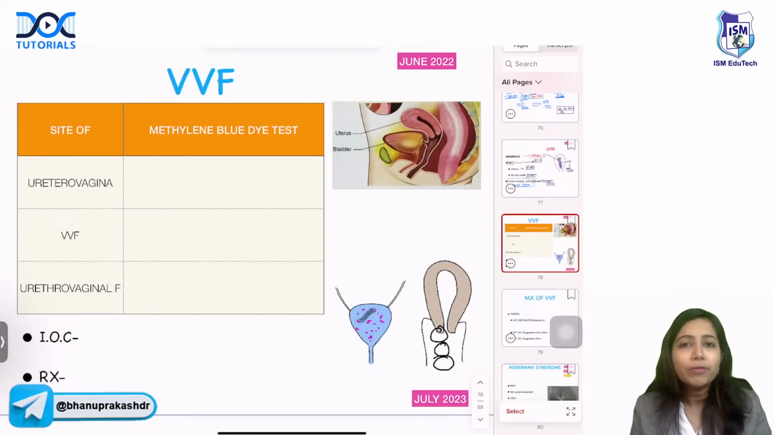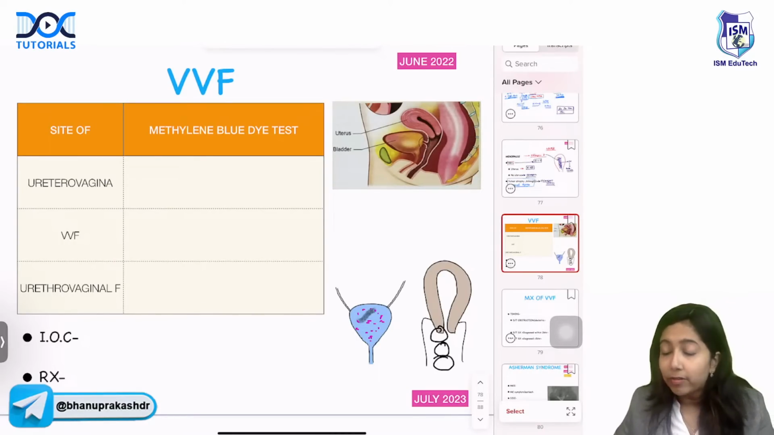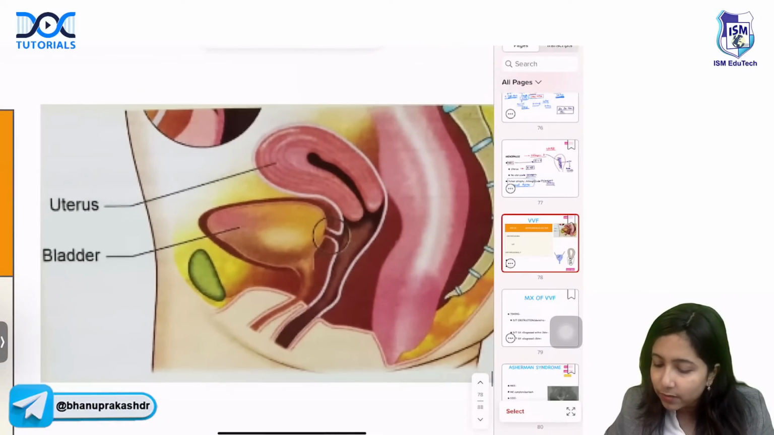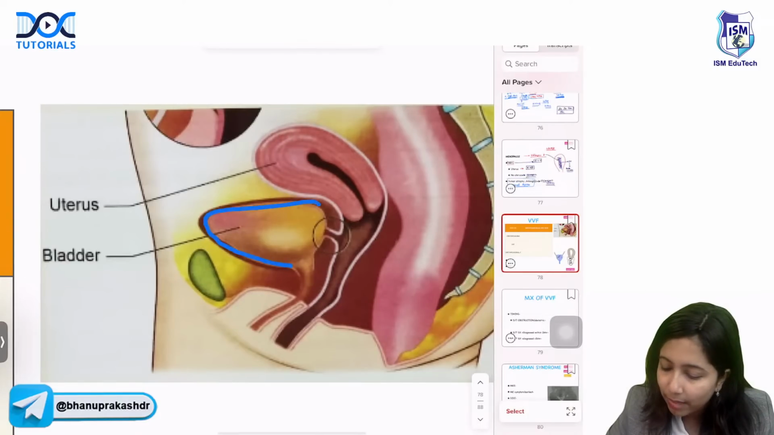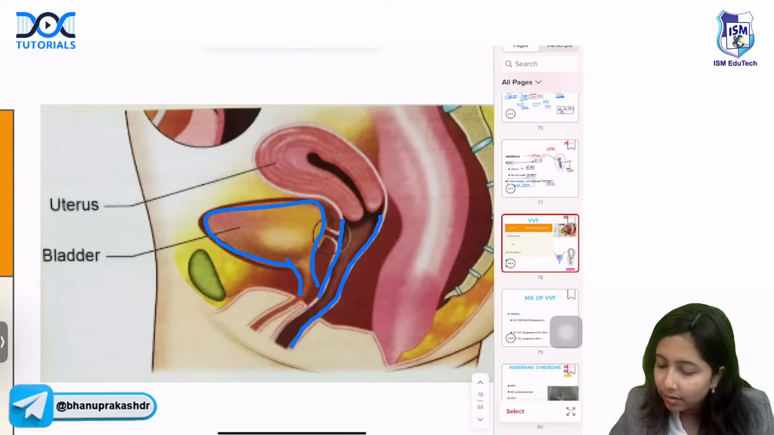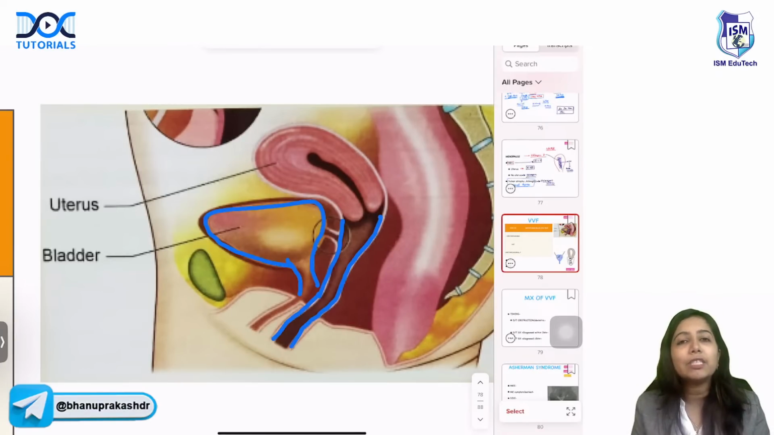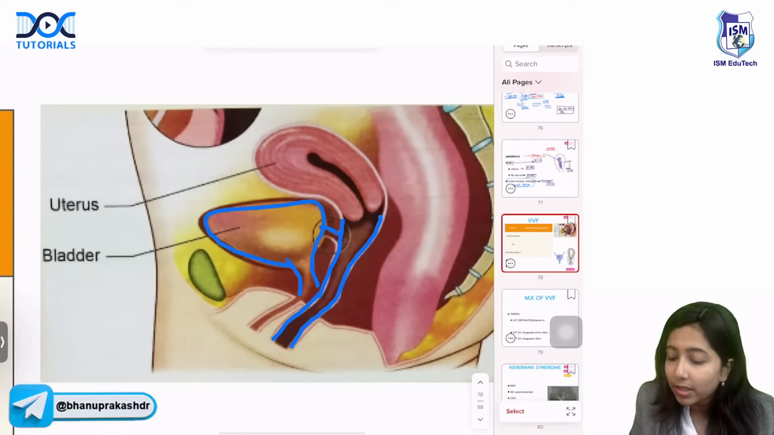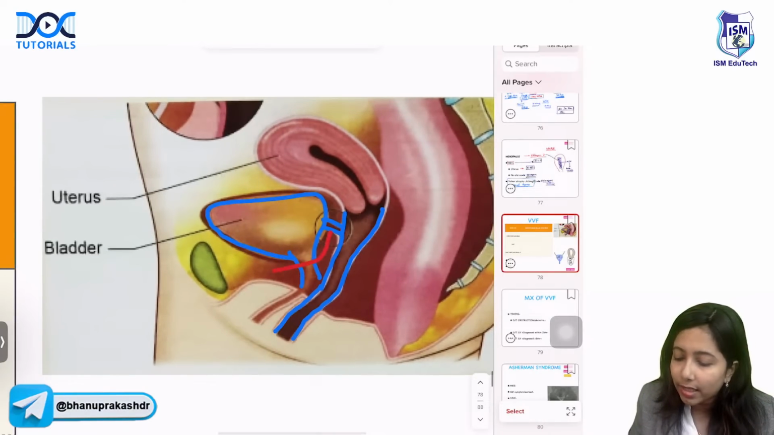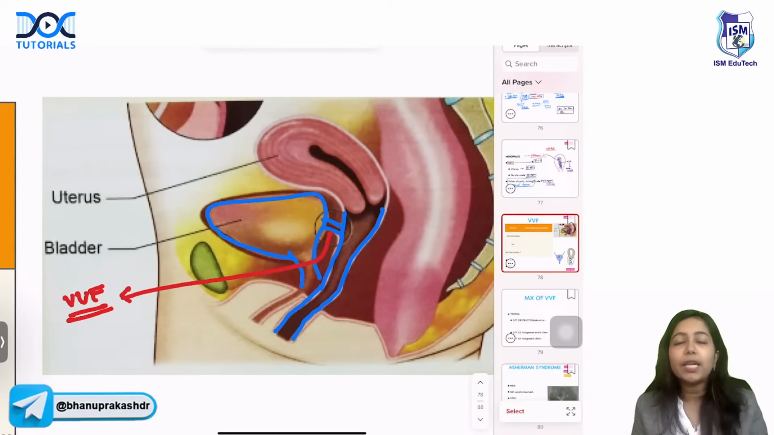So the common fistulas include, the most common one is vesico-vaginal fistula. Can you appreciate this fistula which is between the bladder and the vagina? This is our VVF, or vesico-vaginal fistula. This has been a question as such, an image-based question.